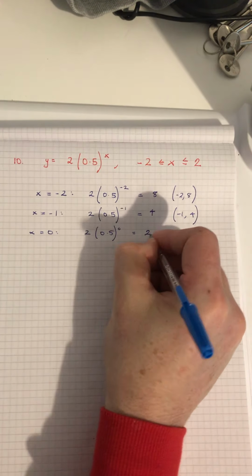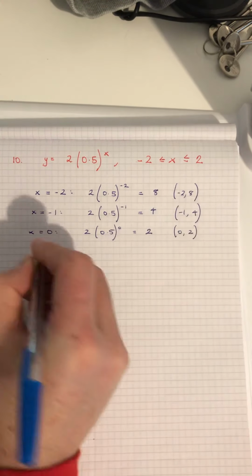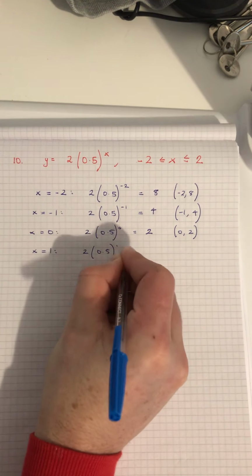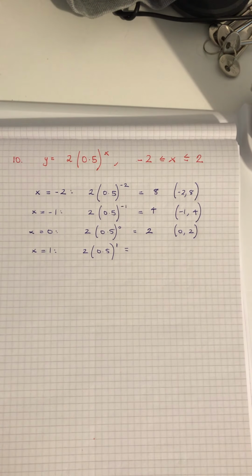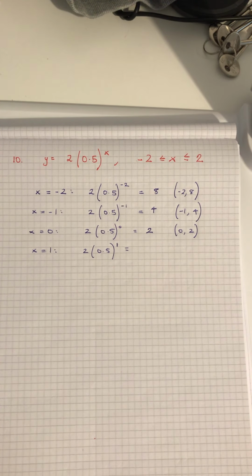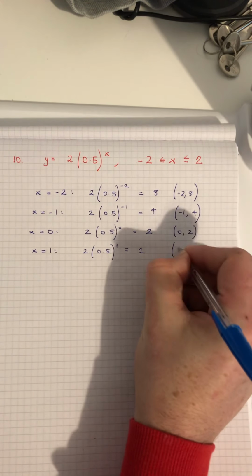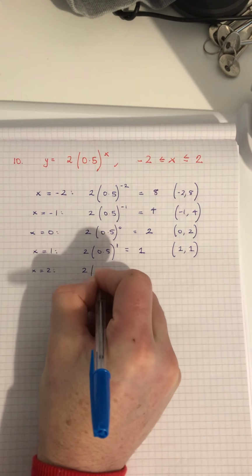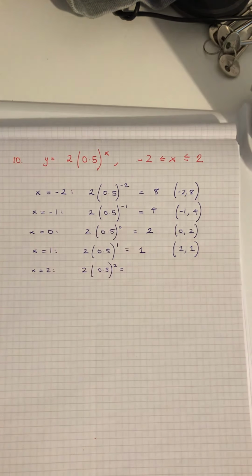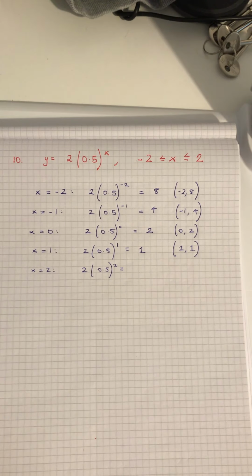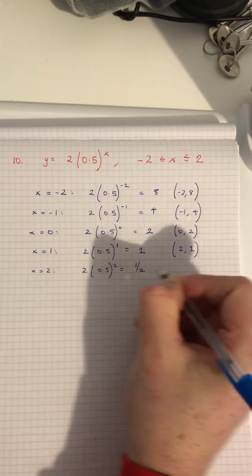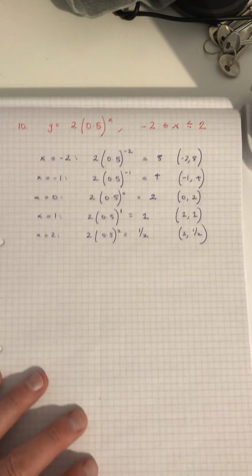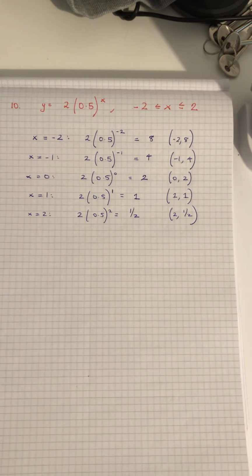When x is 0, 2 times 0.5 to the power of 0 is equal to 2. So 0, 2. When x is 1, 2 times 0.5 to the power of 1 is equal to 1. So 1, 1. And finally, when x is 2, 2 times 0.5 to the power of 2 is equal to a half. So 2, a half. Okay, so you're going to draw this out again.